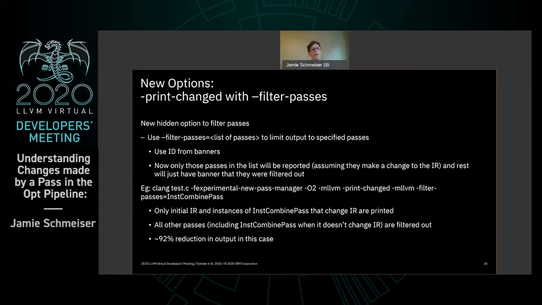The new option, filter-passes, works with print-changed and can also be used to fine-tune the output. In the example given, filter-passes results in a 92% reduction of the output, focusing in on the times when a specific pass changed the IR.